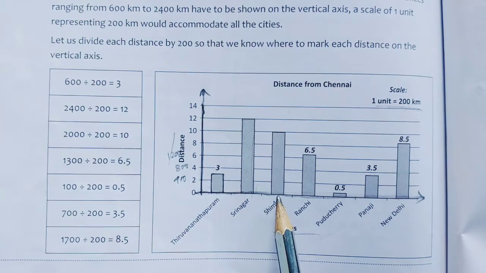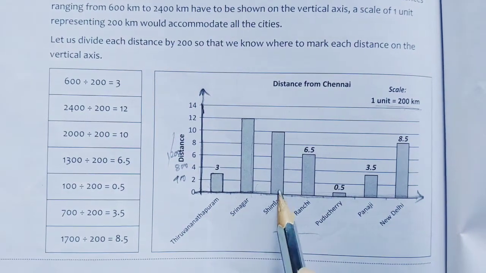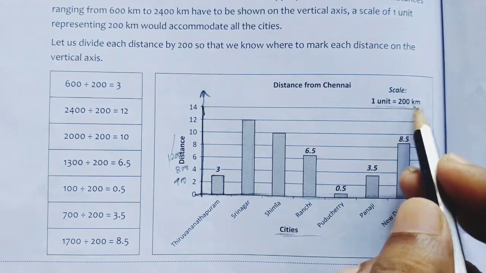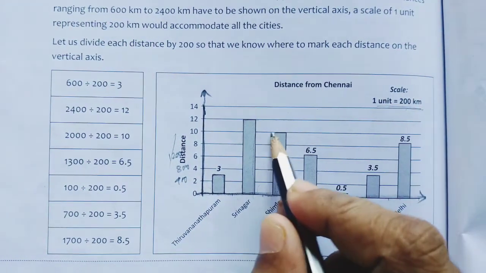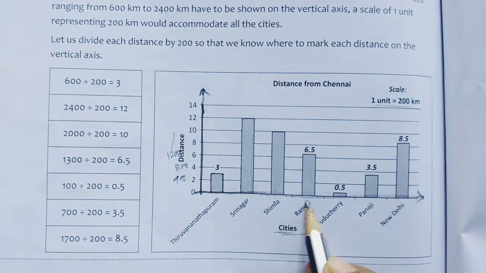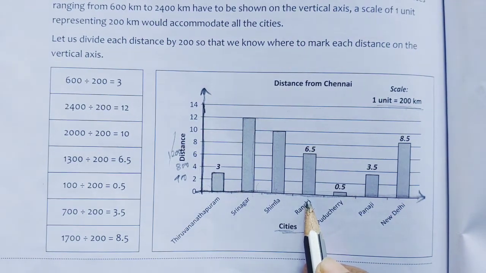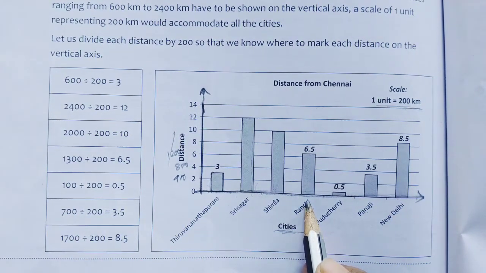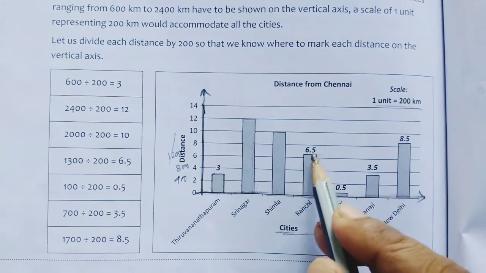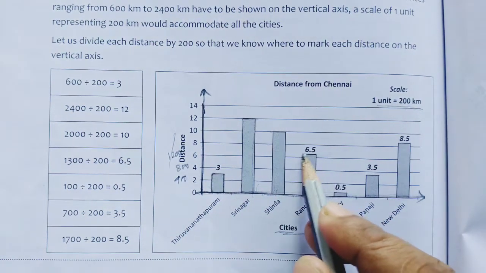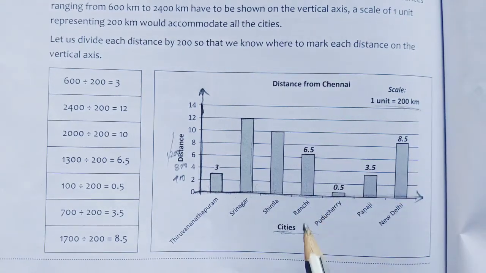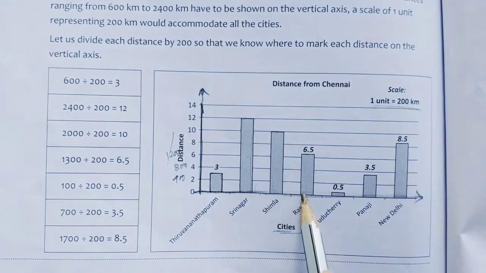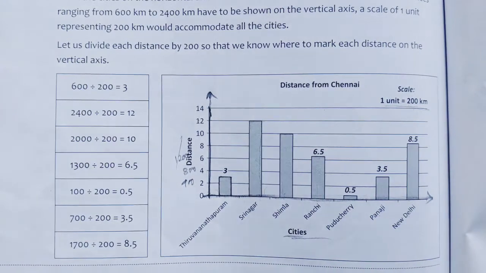Next Shimla. Shimla is 2000. 2000 means 200 into 10, that means 2000. So just try to draw this bar up to 10. Next Ranchi. Ranchi is 1300. That means 6.5. 6.5 into 200 means 1300. And similarly so on.